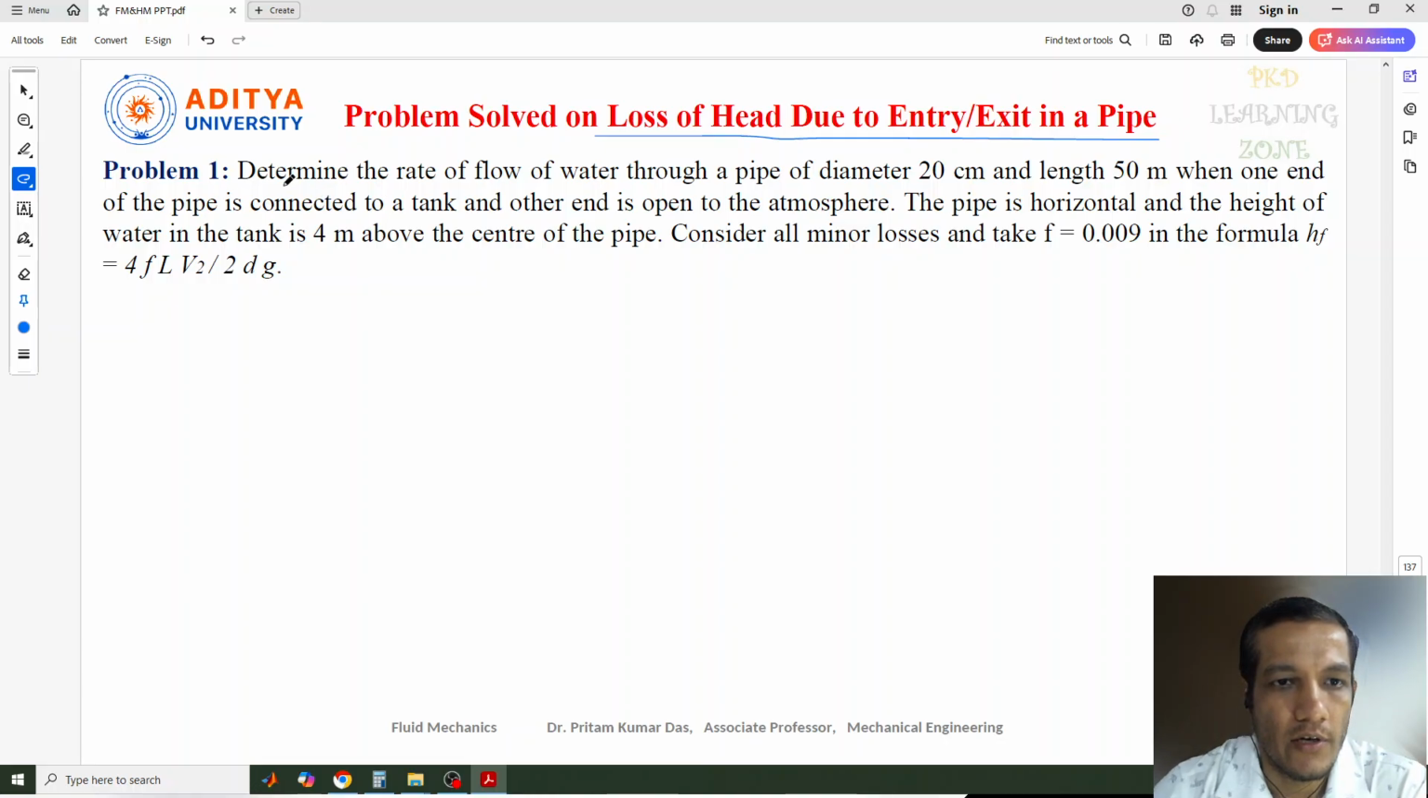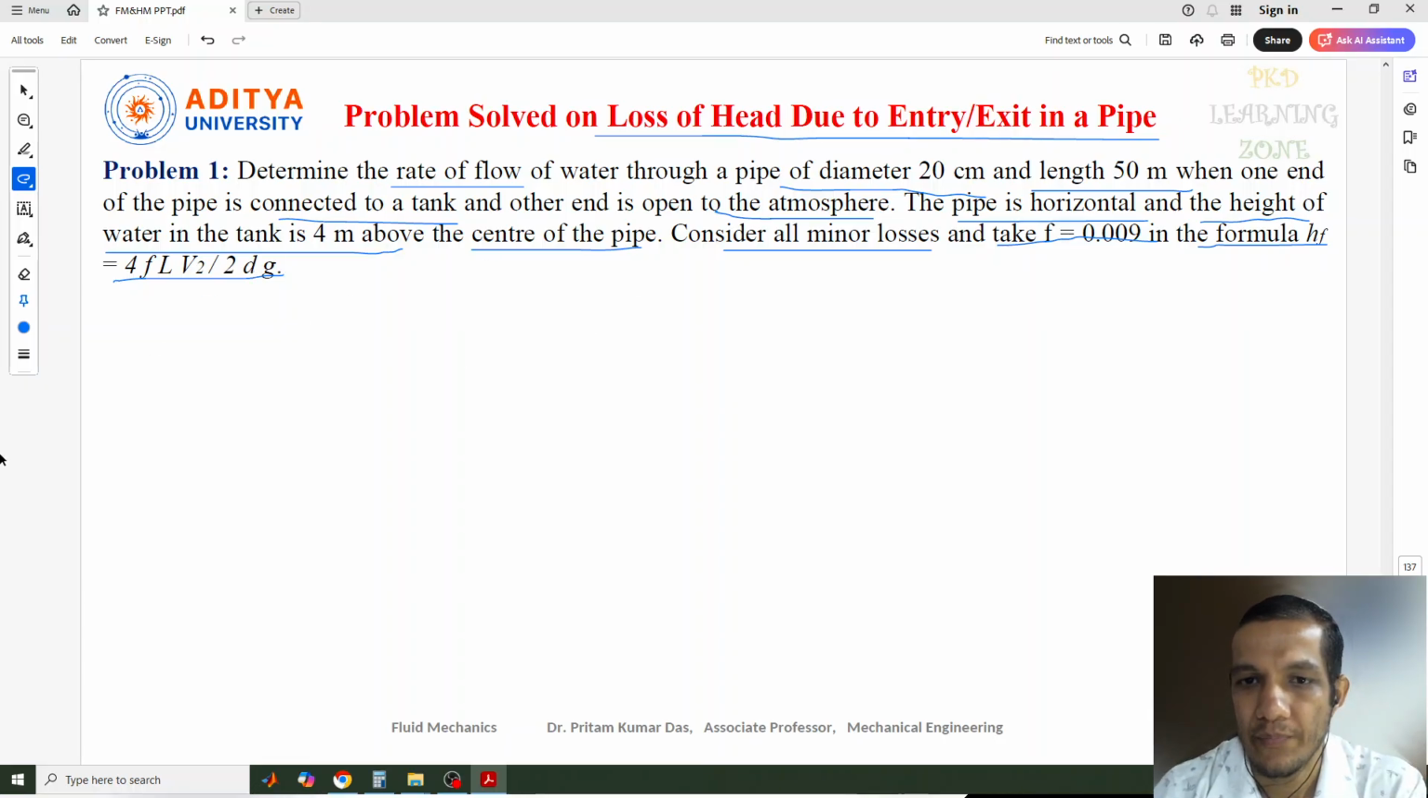Determine the rate of flow of water through a pipe of diameter 20 centimeter, length 50 meter, when one end of the pipe is connected to a tank and the other end is open to the atmosphere. So one end is connected to the tank, another end is open to the atmosphere. The pipe is horizontal. The height of water in the tank is 4 meter above the center of the pipe. Consider all minor losses and take f equal to 0.009 and the formula hf equal to 4flv²/2dg. So the formula is already given.